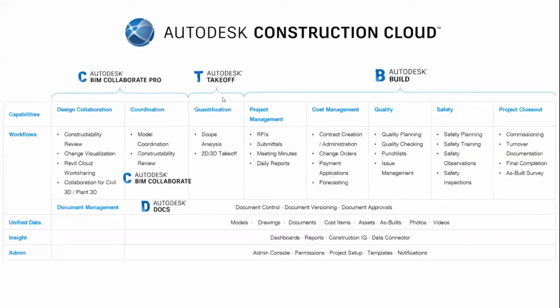And as for Autodesk Takeoff, we have this for quantification. So basically, we could perform 2D and 3D takeoff with this. And for BIM Collaborate Pro, we could perform all the capabilities of Autodesk BIM Collaborate with this. So this includes coordination. For coordination, we have model coordination and constructability review. And also with BIM Collaborate Pro, we get to have access to design collaboration. So this includes change visualization, Revit cloud sharing, collaboration for Plant 3D, and our topic for today, which is collaboration for Civil 3D.